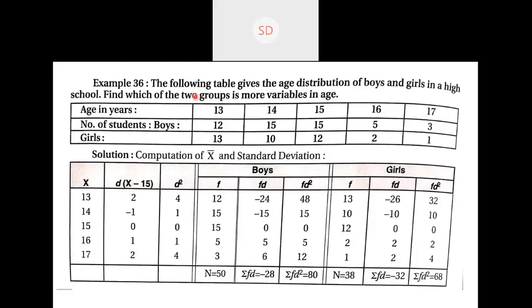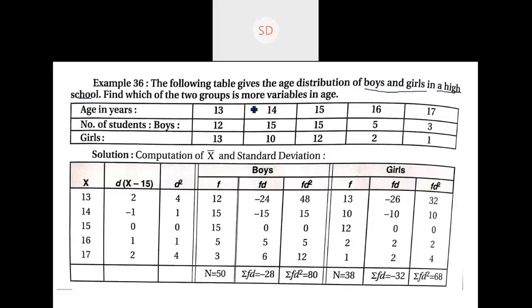Okay, so the next problem is they have given us a question here. Let's just go through the question once again. You have the following table gives the age distribution of boys and girls in a high school. So they're taking data of a high school and the two groups, boys and girls, are both there. Then find which of the two groups is more variable in age. They're asking us to find who is more variable in age.